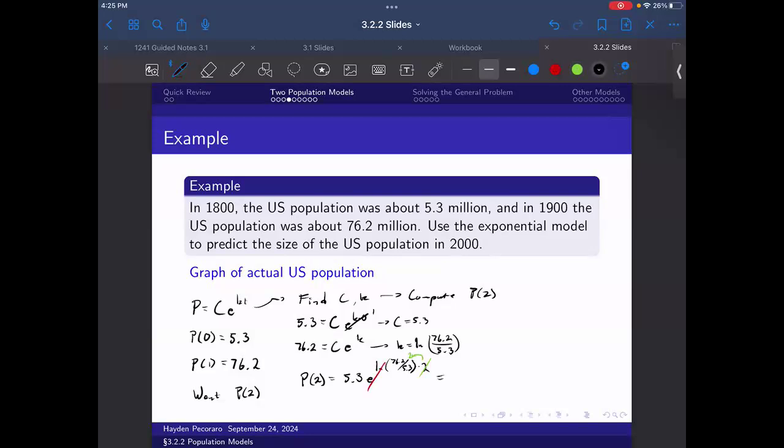And this gives me 5.3 times 76.2 over 5.3 squared. And if you want, you can cancel one of those 5.3s. And we'll get 76.2 squared over 5.3. Now, isn't that going to be a little bit easier to plug into your calculator? Let's see what that is. Actually, I have my actual calculator over here.